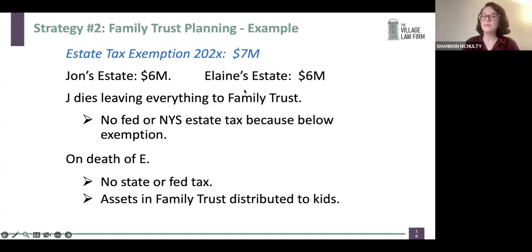And Elaine can be the trustee of that trust. She can manage that trust. She can have quite a bit of flexibility, but it does not go into her estate. It does not become part of her estate. So she still only has a $6 million estate. So on her passing, there's no state or federal estate tax. And the assets that were in the family trust are distributed to the kids.